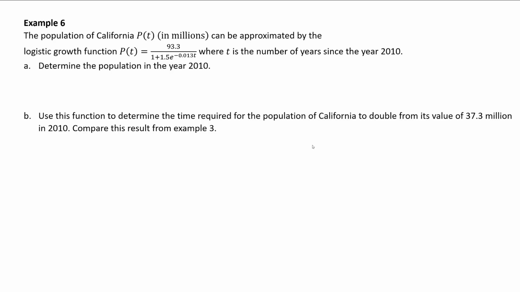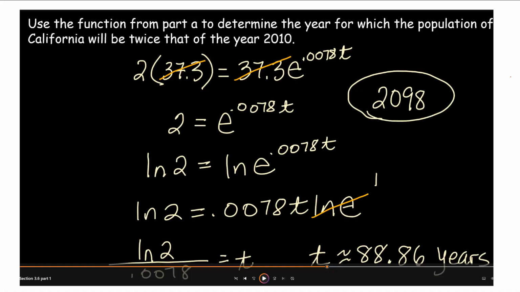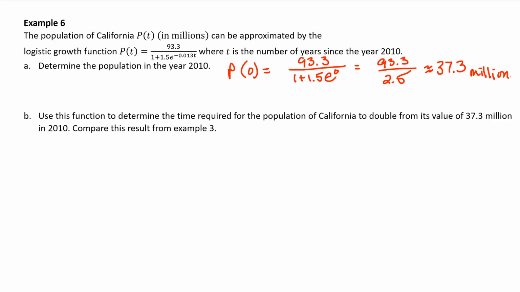Well, that's when t is 0. So P of 0 is going to equal 93.3 over 1 plus 1.5 e to the negative 0.013 t, but t is 0, so we're going to just put a 0 there. And so it's just going to be 93.3 over 2.5. It's about 37.3 that you can see right there. We had 37.3 as the initial population. So it's the same problem, but we're using a different model.